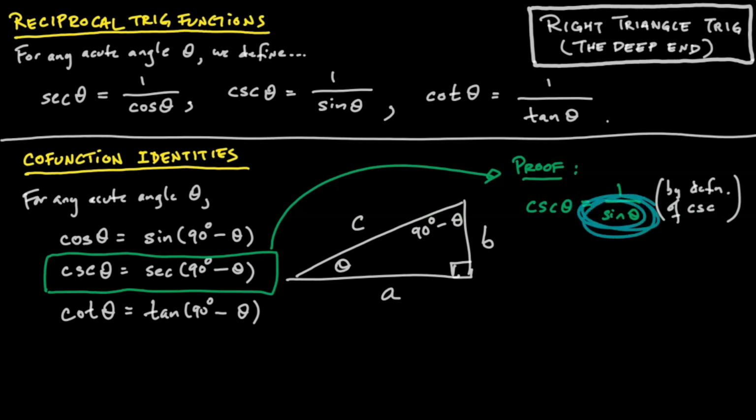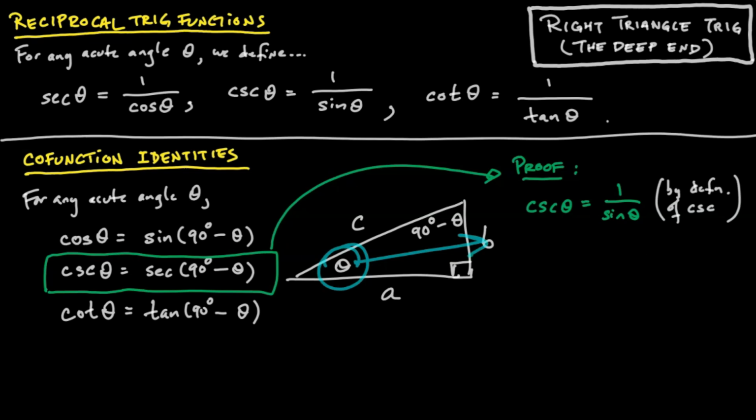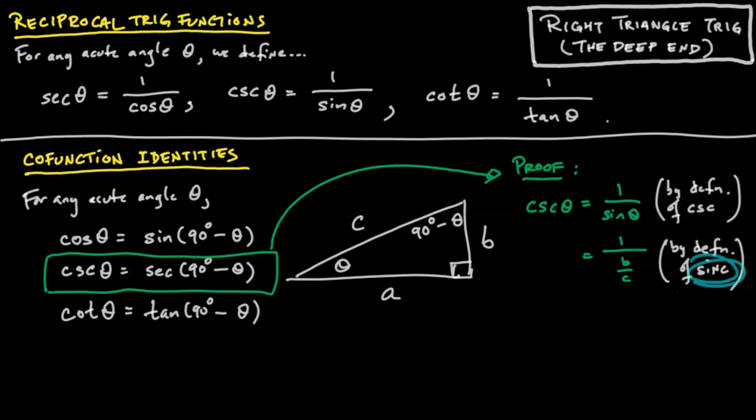Anyway, sine of theta, in terms of the names of the sides we provided here, SOH CAH TOA. Here's theta, opposite over hypotenuse. So it's going to be b over c. So this will be 1 over b over c. That's just by definition of sine. And of course, the reciprocal of b over c is c over b. Now, we see that cosecant of theta is just c over b. Hypotenuse over opposite, if you want to think about it that way.